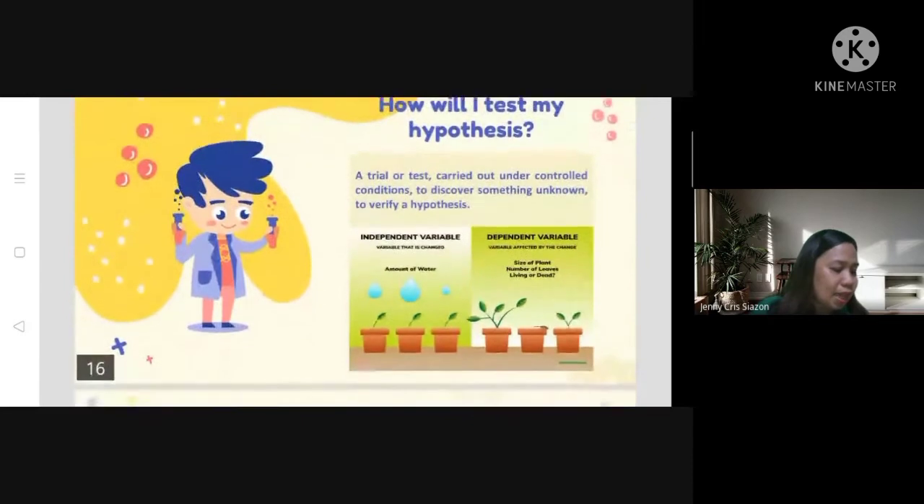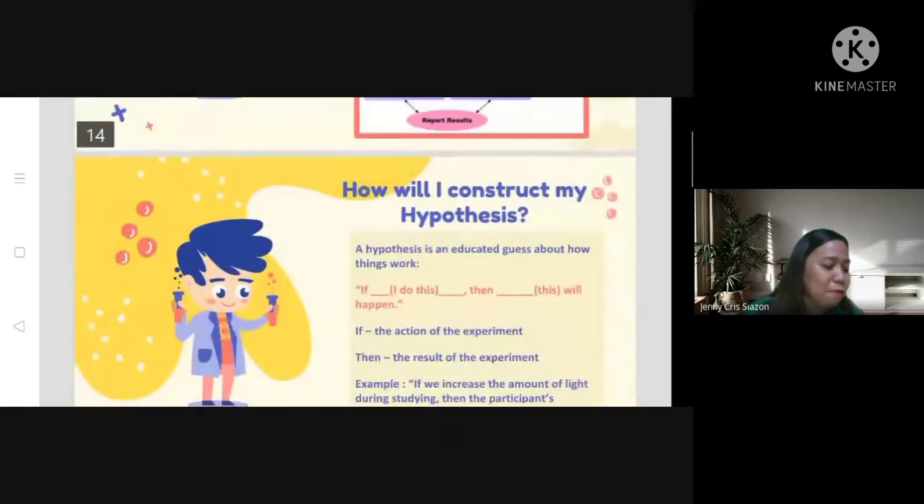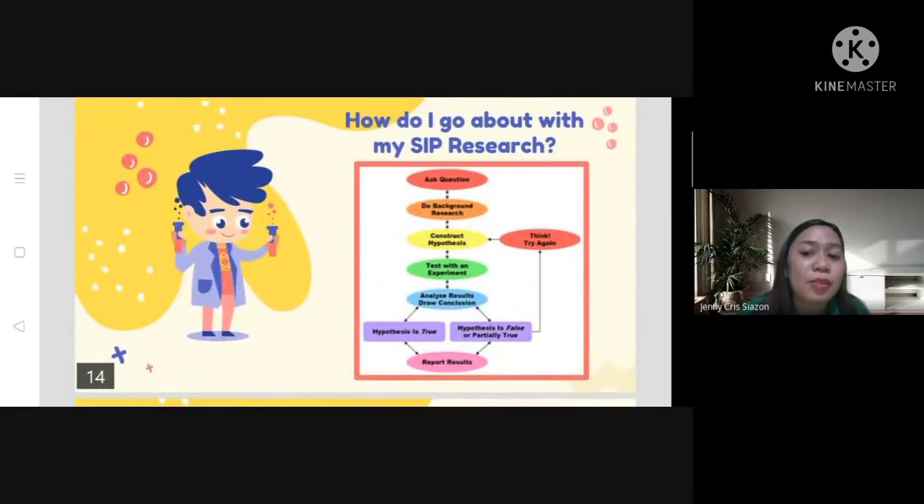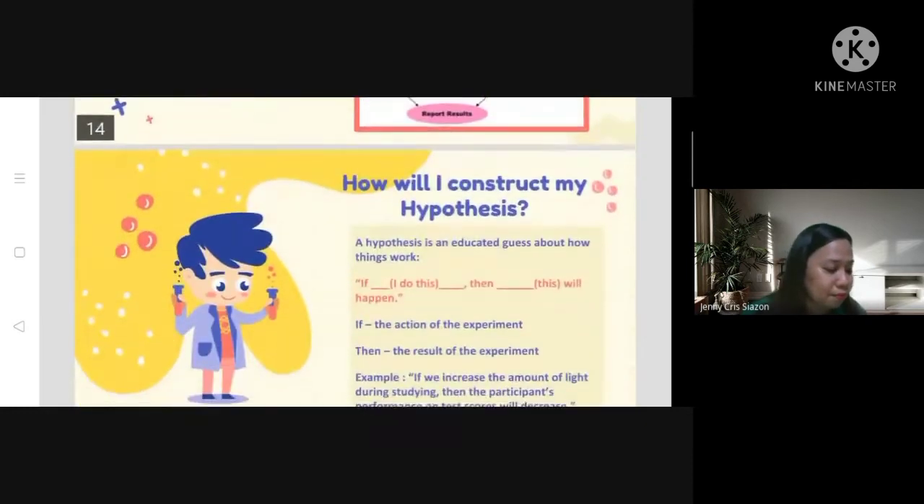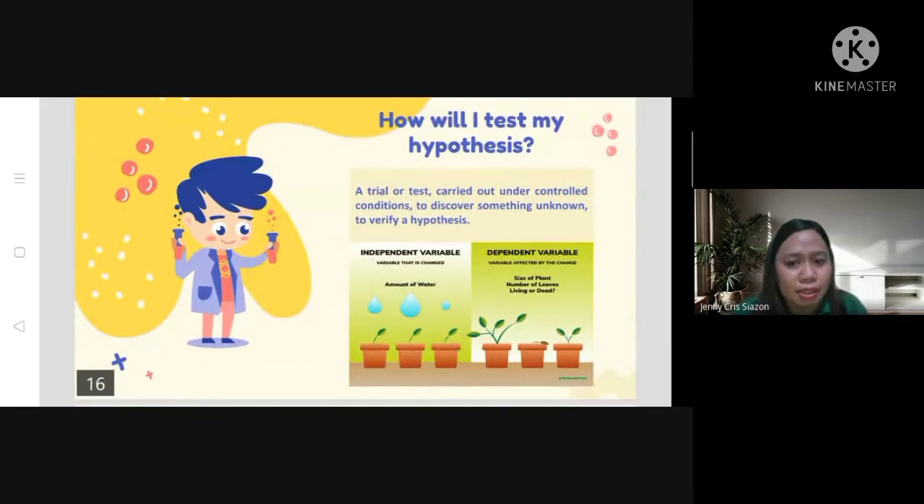Next, how will you test your hypothesis? So, after you have constructed your hypothesis, this is the time that you're going to do your experimentation process. Because you're going to test now if your hypothesis is correct or not. So how are you going to do that? How will you test your hypothesis?